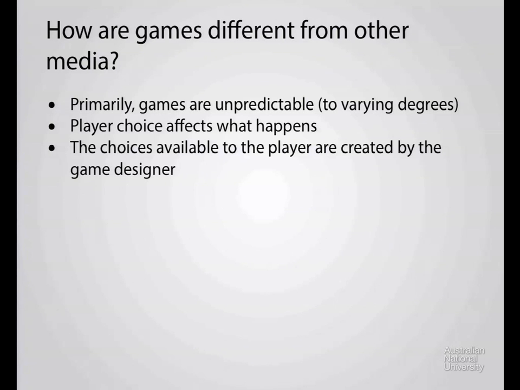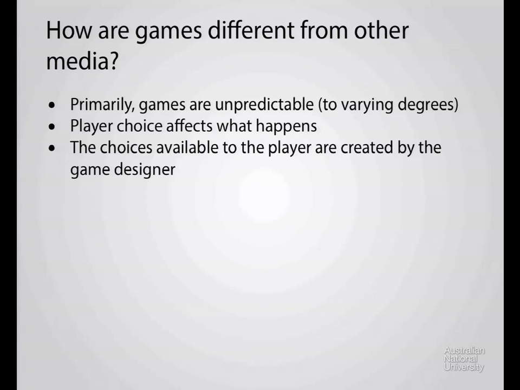How is a game different from other kinds of media that we consume? By media, I'm talking about television, films, books, music. Well, as you've already read on the slide, games are unpredictable. When you watch a movie, it's the same movie every time. But a game will change based on what the player does. You can't say about Super Mario Brothers, I know exactly how the game plays, because it'll differ based on the player. So the player's choice impacts what it does.